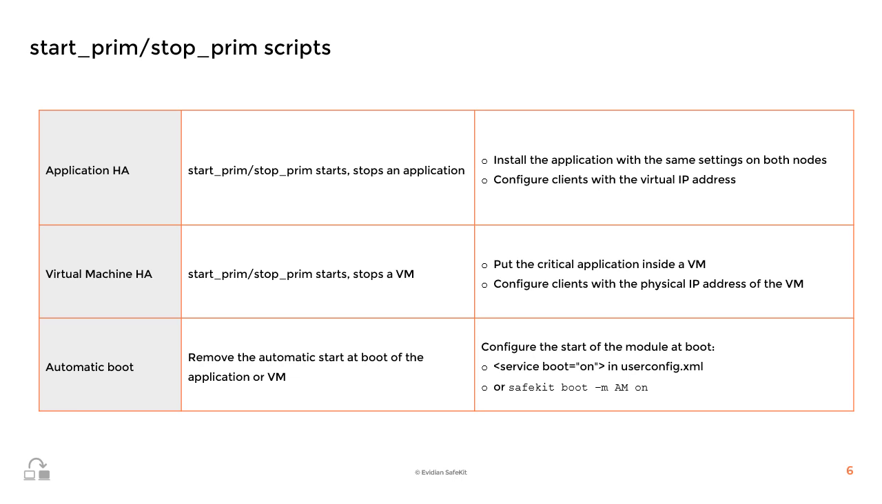Now let's talk about automatic boot. Remove the automatic start at boot of the application or the VM. This start will be managed by the automatic start of the module at boot. To do this, configure the SafeKit module to start at boot by adding boot equals on in the service tag of the userconfig.xml file, or by using the SafeKit boot command.